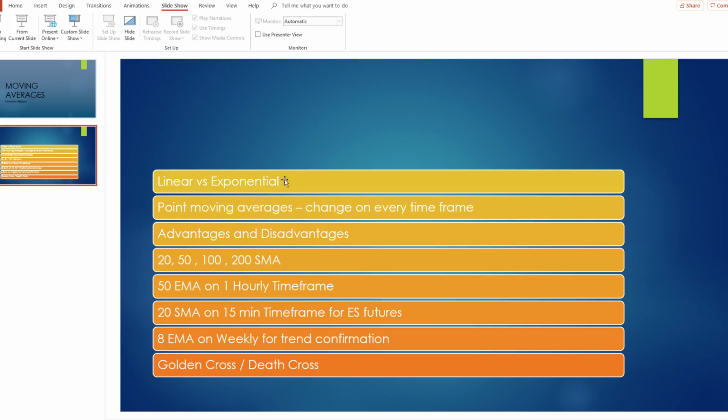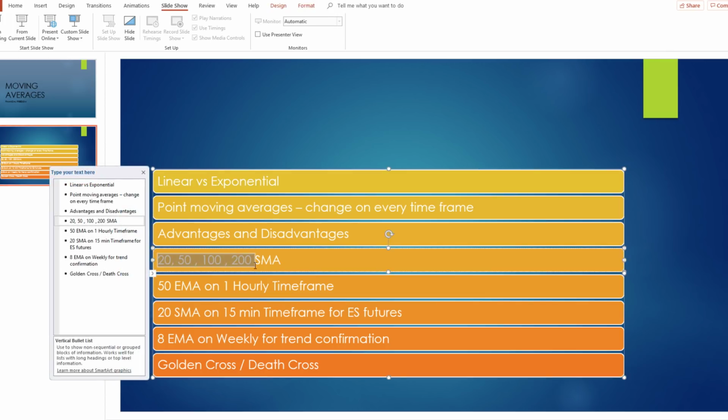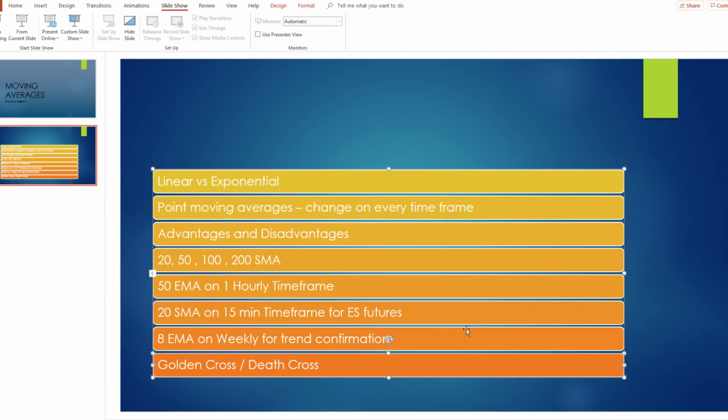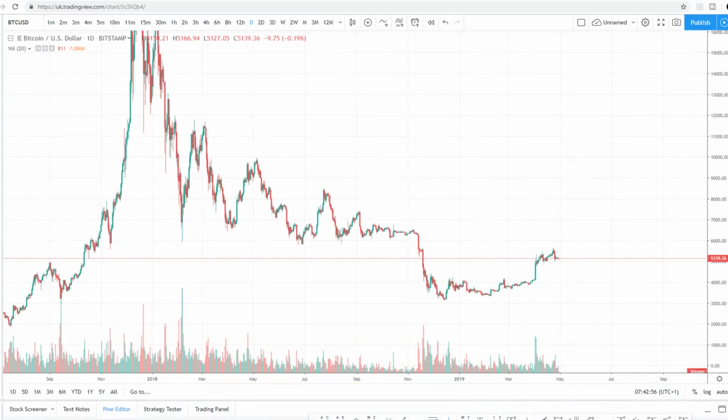So linear versus exponential, point moving averages, advantages, disadvantages, and then some specific examples that I've used, and we'll finish off by talking about the golden cross and the death cross. Okay, moving averages can be very tricky. You just have to know how to use them. So we're going to be going over all those points.